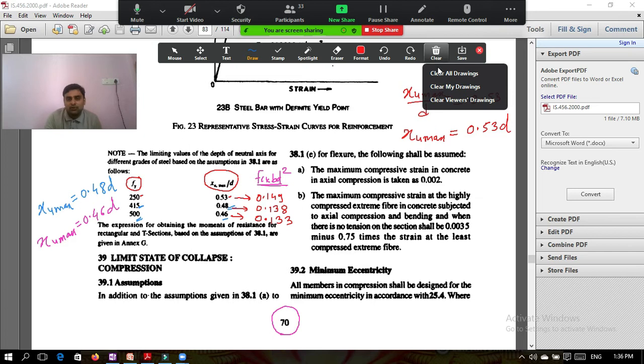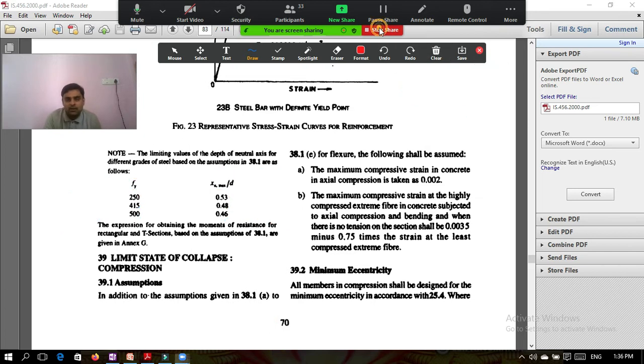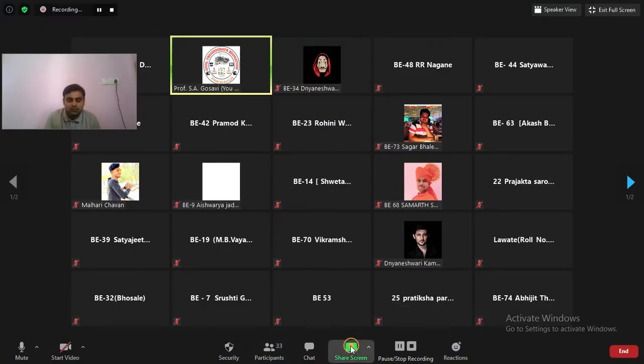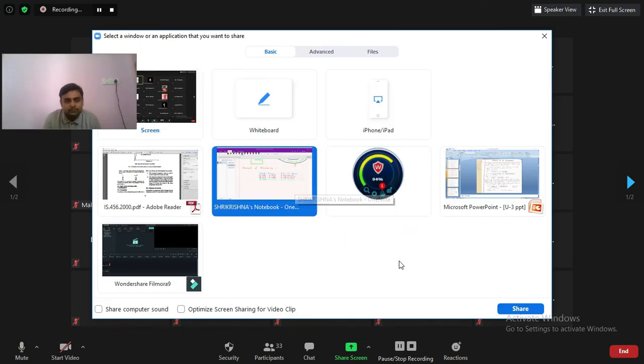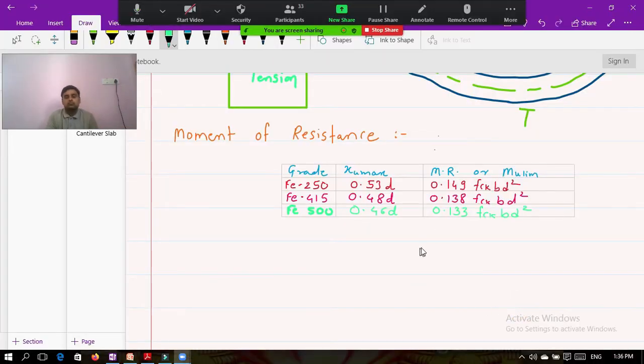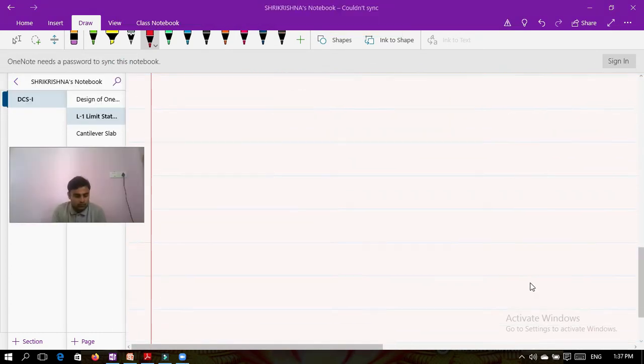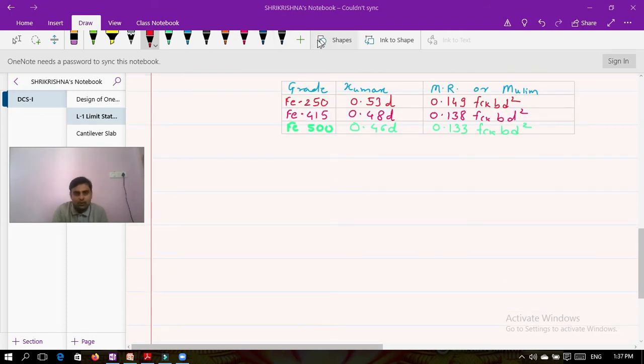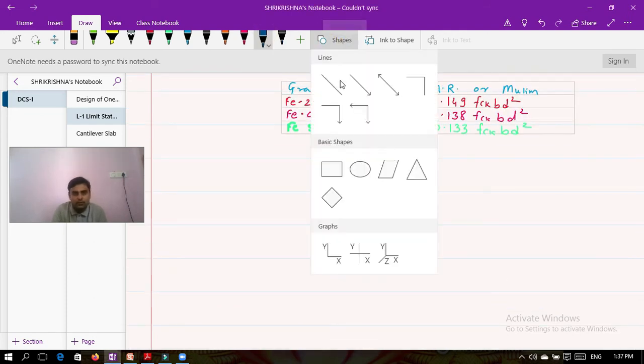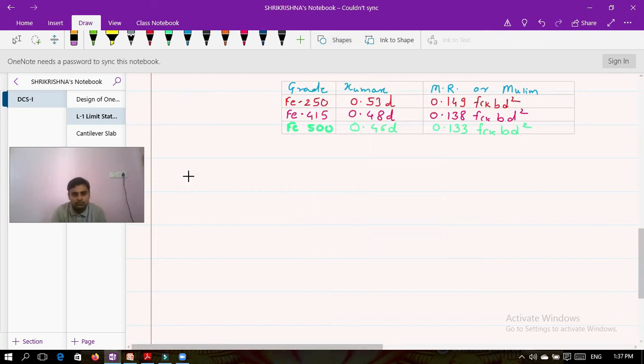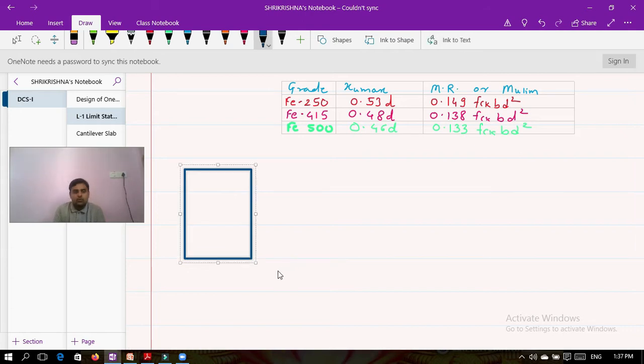Now we will go back to our presentation, our slides. This table is now in front of you. I hope you have copied down this table. Now we will see how the forces are acting. I will draw one diagram here. This is the rectangle.